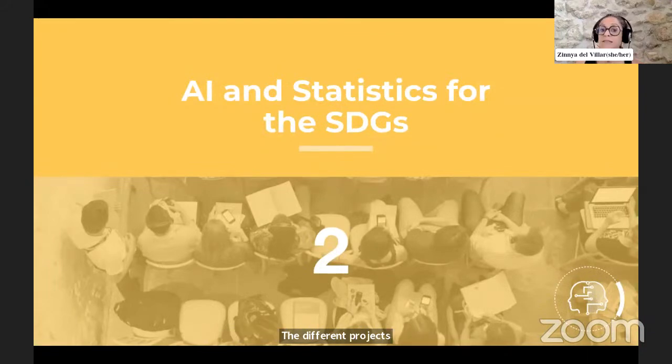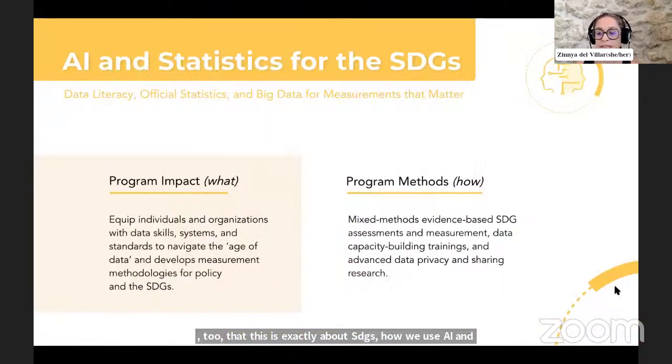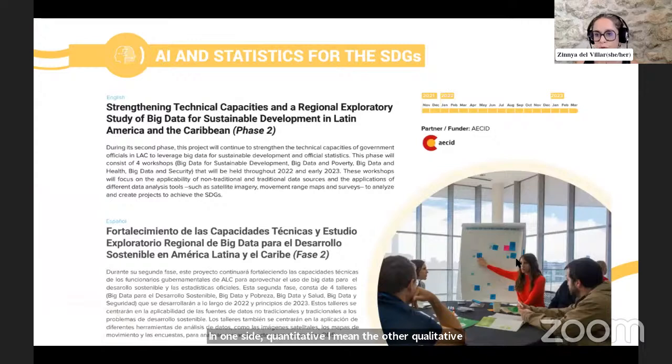So program 2 is exactly about SDGs, how we use AI and statistics for the SDGs. The idea of this program is to equip individuals and organizations with data skills, systems and standards to navigate the age of data and develop measurement methodologies for policy and the SDGs, right? Of course, in general we use mixed-method evidence: on one side quantitative and on the other qualitative data to arrive at the goals of the project.